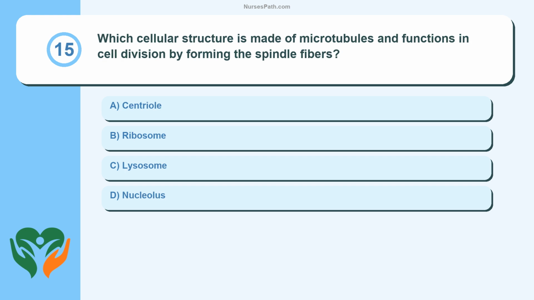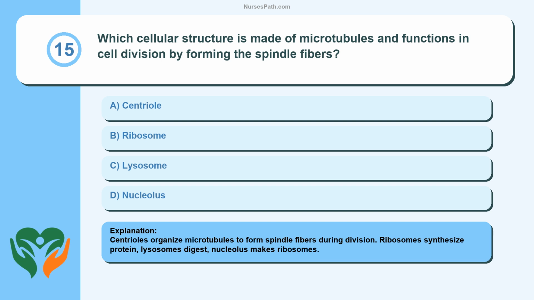Question 15. Which cellular structure is made of microtubules and functions in cell division by forming the spindle fibers? Centriole, ribosome, lysosome, nucleolus. Centrioles organize microtubules to form spindle fibers during division. Ribosomes synthesize protein, lysosomes digest, nucleolus makes ribosomes.